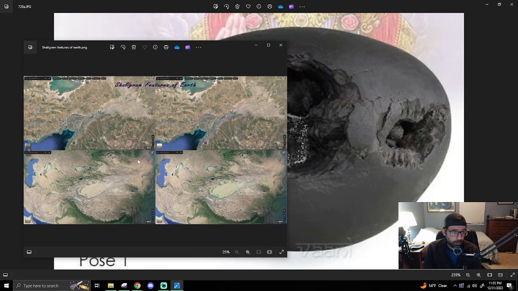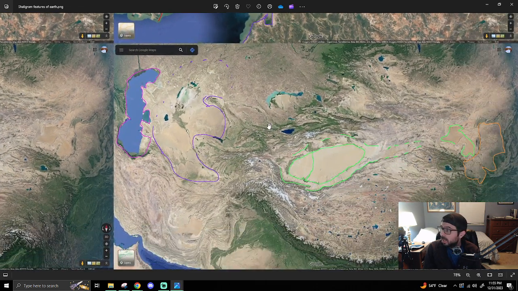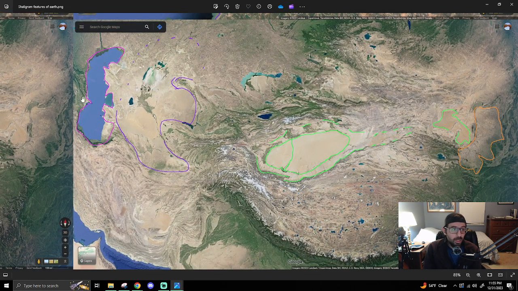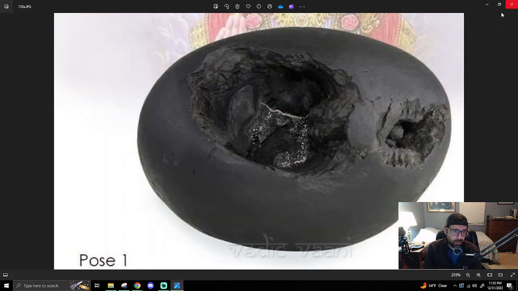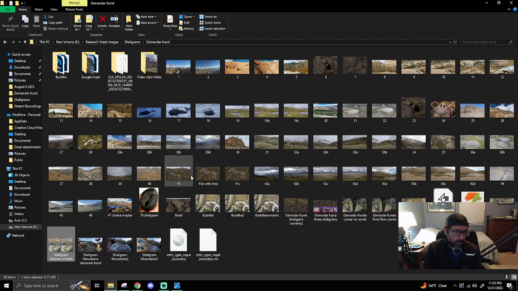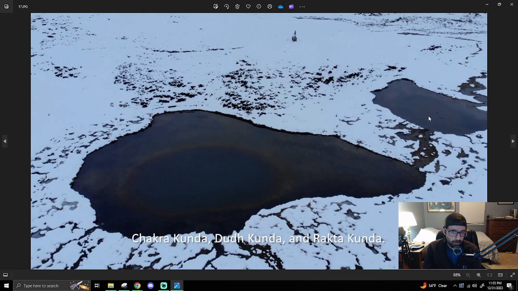Here's some others. Right here, chakra, lobe outward. This is in India, and then Tarim Basin. With these things over here, this over here, shallogram features. I've seen them. Here's Damodar Kund again. Very cool.